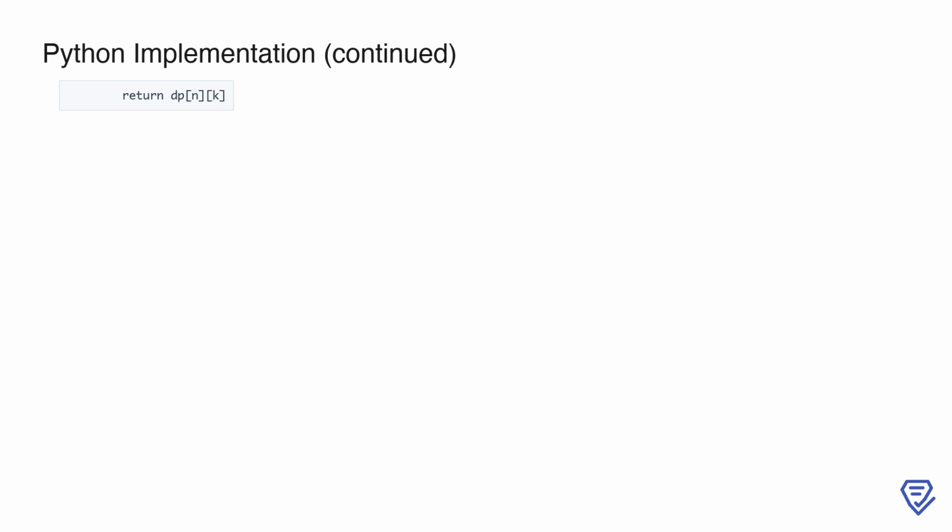Finally, after completing the dynamic programming table, the maximum sum of averages for dividing the entire array into k groups is stored in dp[n][k], which we return as the result.